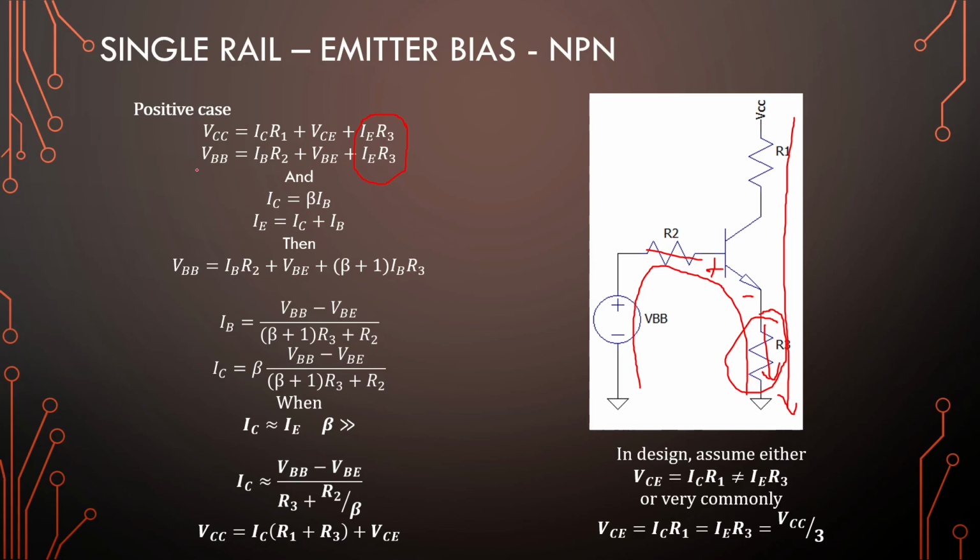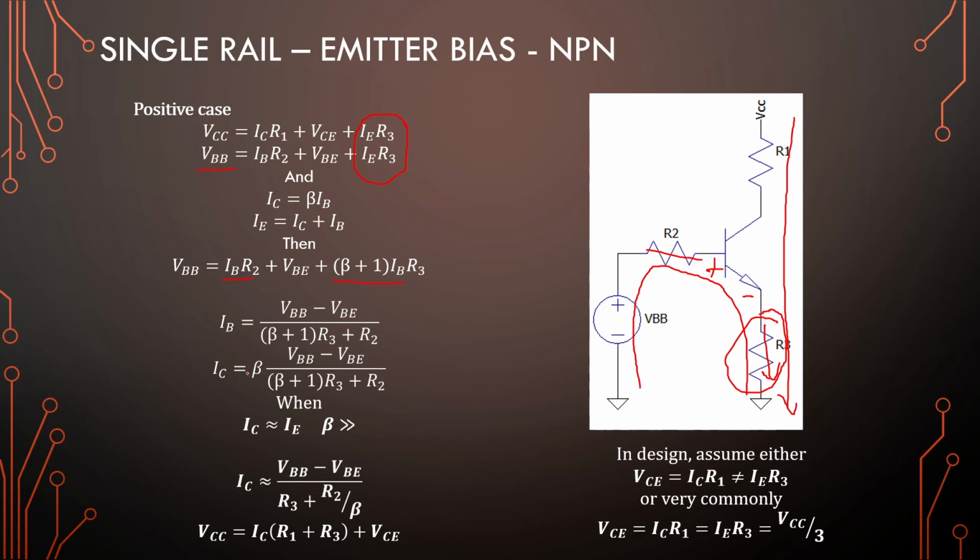Okay, so we are going to work first with this VBB term, and we are going to try to make everything IBs. So we have IBR2 and (beta plus 1) IBR3, which is this emitter current that we had originally. If we get the voltages alone and IB alone, we end up with IB equals VBB minus VBE divided by (beta plus 1) R3 plus R2.